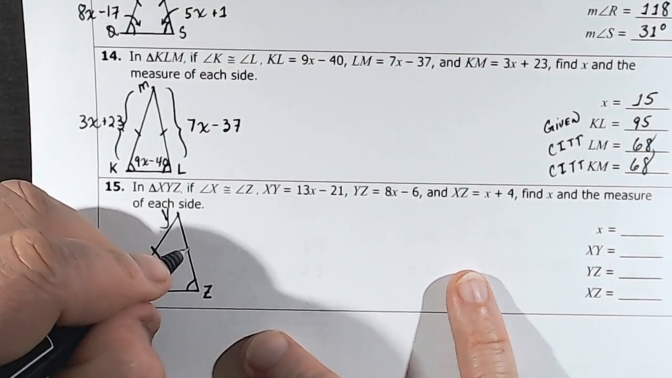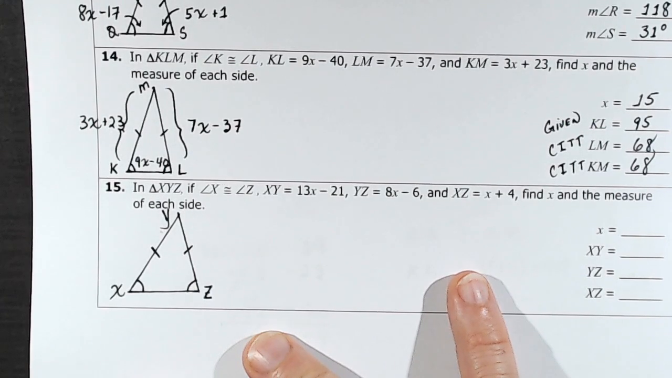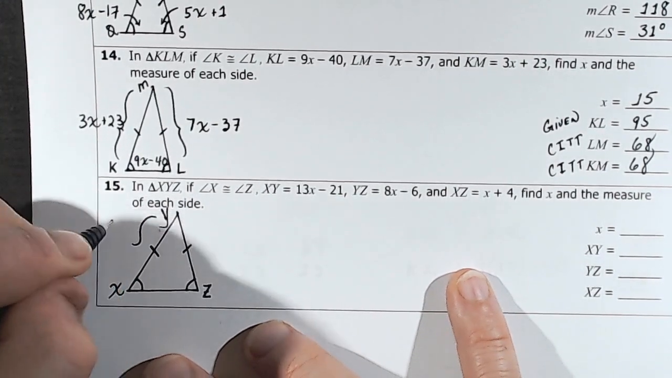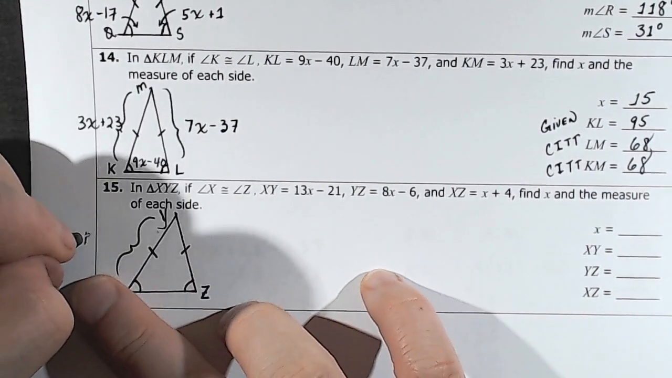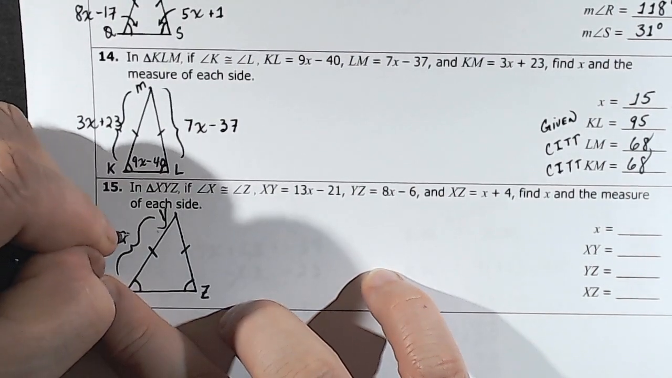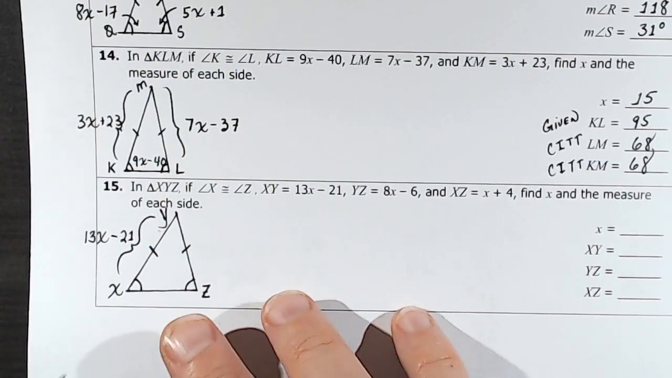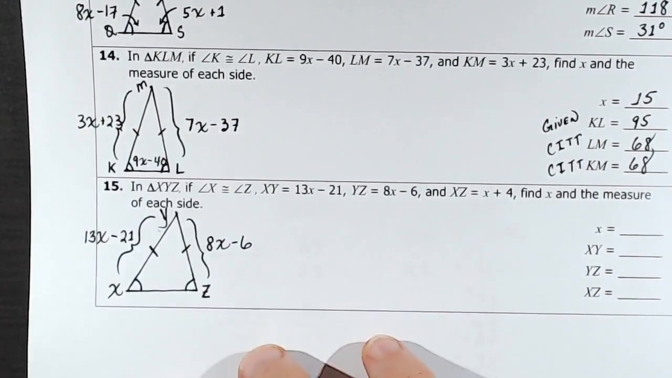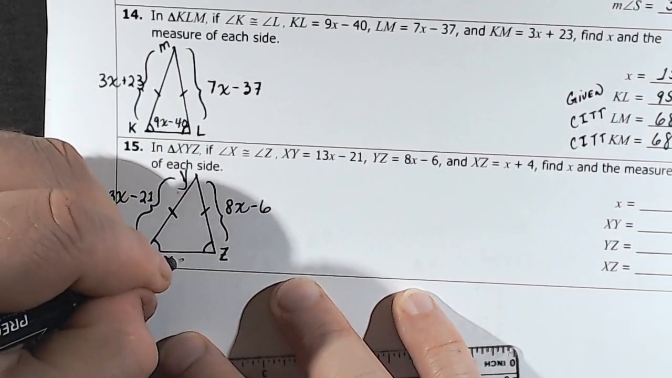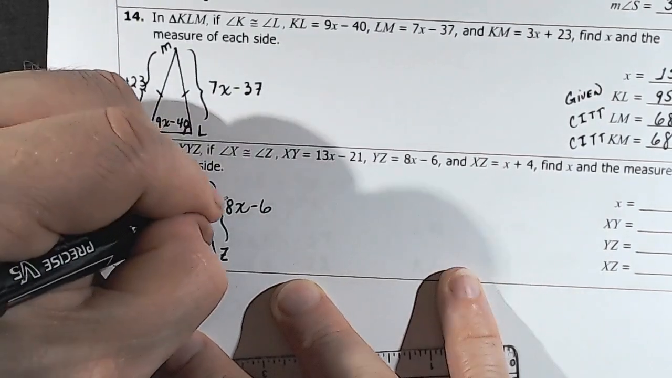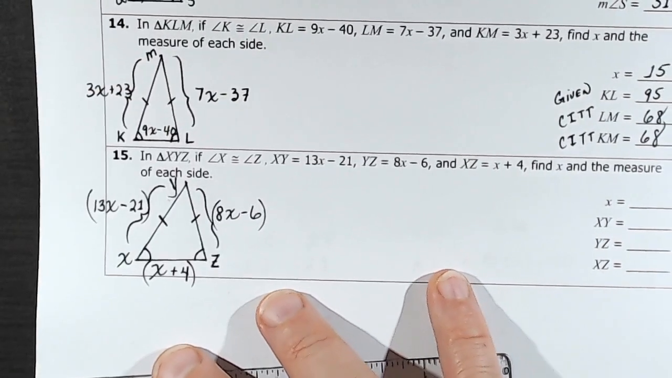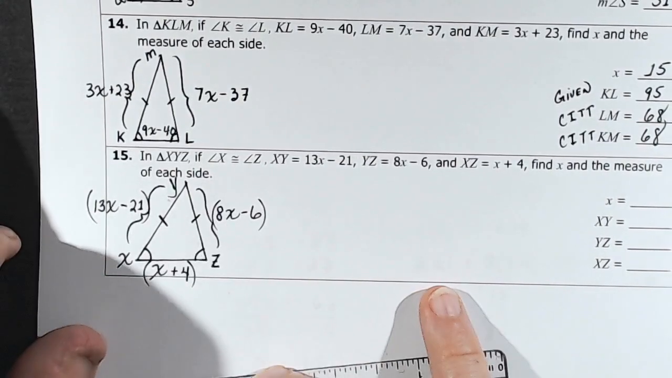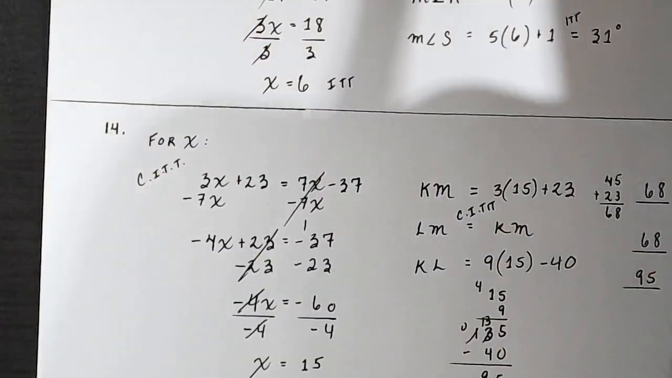We know by the converse of the isosceles triangle theorem that these two sides have to be the same. XY is 13x minus 21. YZ is 8x minus 6. And XZ is x plus 4. So these are our little algebra problems here. The process for finding it is the same as above. We know that 13x minus 21 is equal to 8x minus 6 by the converse of the isosceles triangle theorem, so we can find x that way.